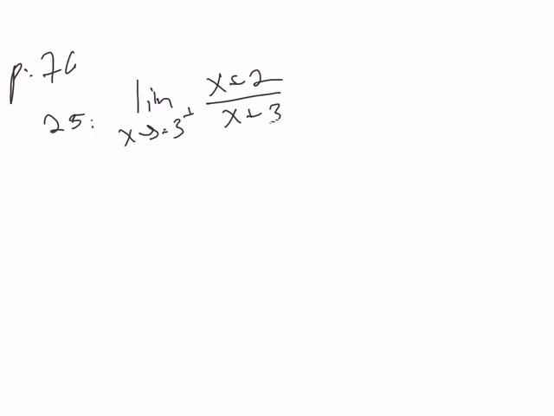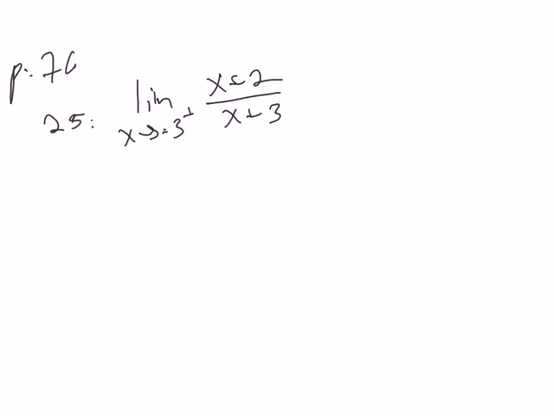Also, the book I'm using is in the description of this video, and I'm currently on page 76 of this book, and I'm going to be doing question 25. This is the page. The question goes like this: what is the limit as x goes to negative 3 from the right of x plus 2 over x plus 3.